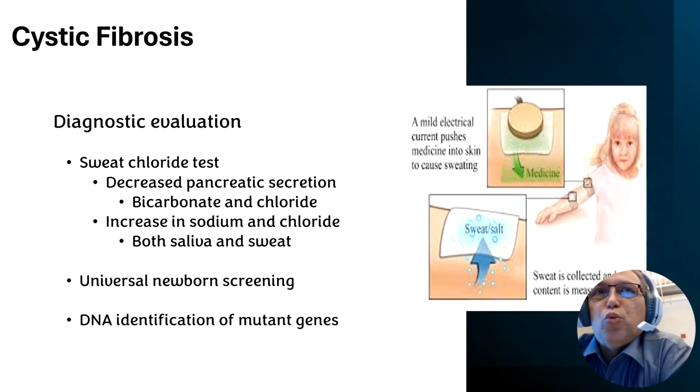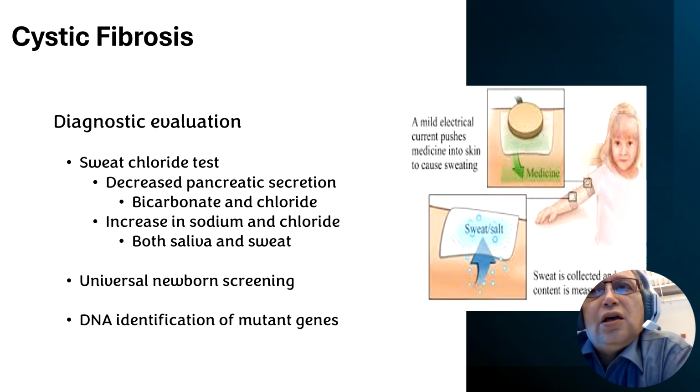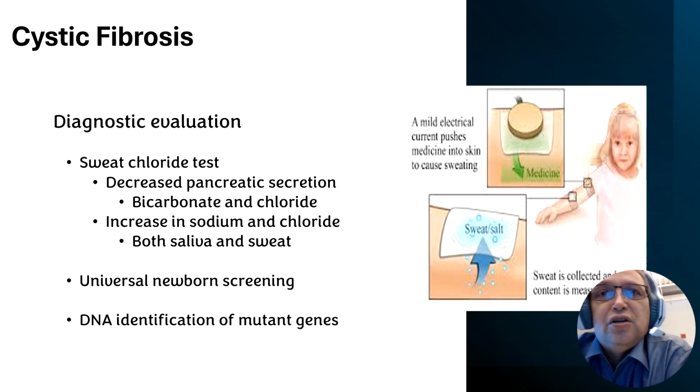This is what we refer to as the sweat test. When the pancreas is involved, it decreases its ability to secrete bicarbonate and chloride. As a result, it is increased in the saliva and sweat glands. So in the saliva and sweat glands, there's going to be an increase over the normal volumes of sodium and chloride. This is used universally in neonates and toddlers, and will help identify the presence of cystic fibrosis, at which point we will then look for a DNA identification of mutant genes.